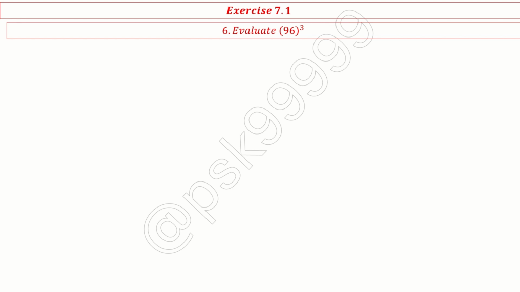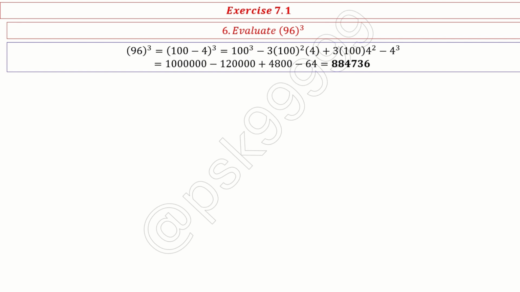Evaluate 96 power 3. These are another kind of problems you will get. Either they give some number close to a round 100 or 1000, raised to some power x. Otherwise, approximation, which you will see later also. So 96 you can write as (100 minus 4) whole power 3. Just expand it using (a minus b) whole cube: 100 cube minus 3 times 100 square times 4 plus 3 times 100 times 4 square minus 4 cube. You simplify the terms, and the answer you will get is 8,84,736.